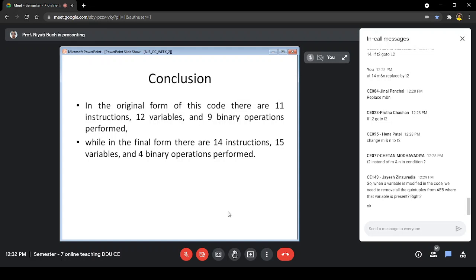Why did 3 variables get added? Because we generated 3 temporaries, and to make an assignment to these temporaries, we added 3 instructions. That is why the instruction count increased by 3 and the variable count also increased by 3, but we happened to reduce the number of binary operations by 5. Initially there were 9 operations, but now we have reduced them to 4. This is what we can conclude from the whole exercise that we did.